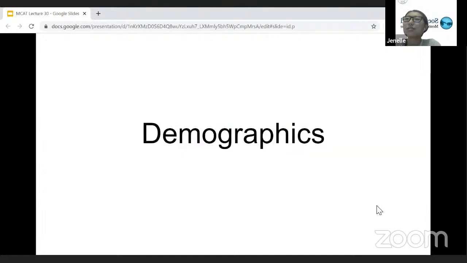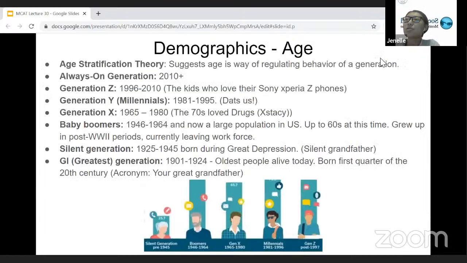Okay, so if no one has any questions, because I think you all got this pretty down pat, we're going to go into demographics, the different ways that society tends to be stratified. The first one I wanted to talk about was age. The age stratification theory suggests that age is a way of regulating the behavior of a generation. Different generations have different behaviors, so we're going to go into the main generations to know.